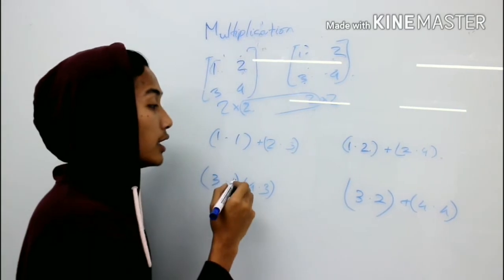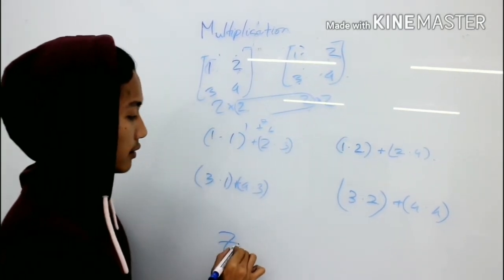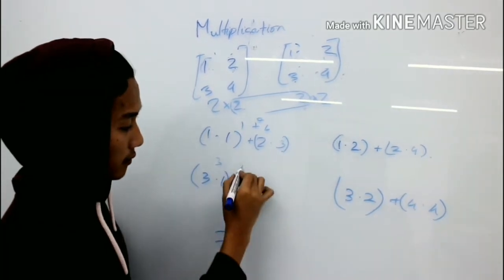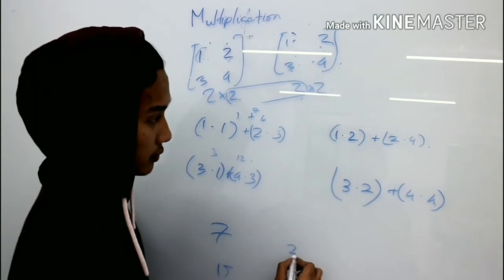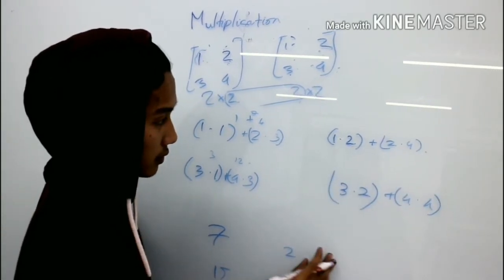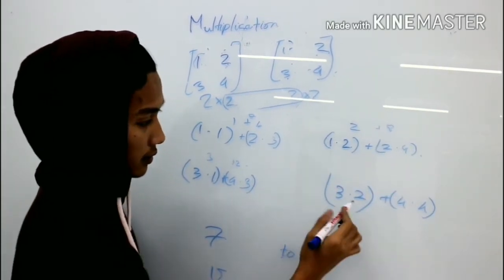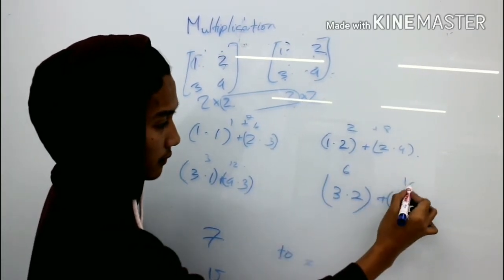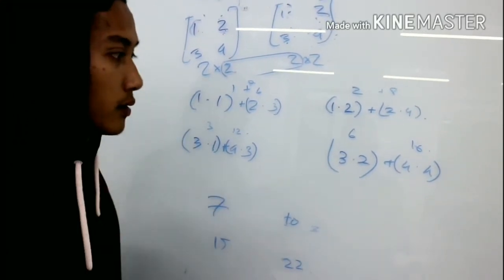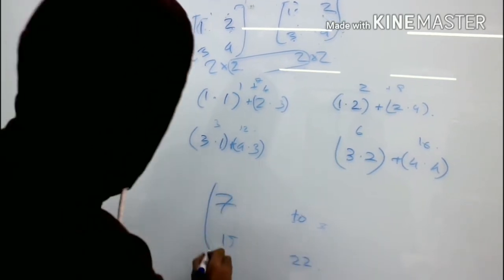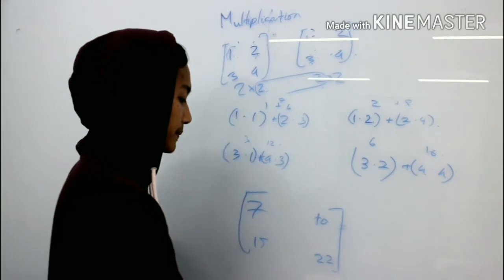So the result is 7, 15, 8, 22. Okay, this is the result for the matrix multiplication.